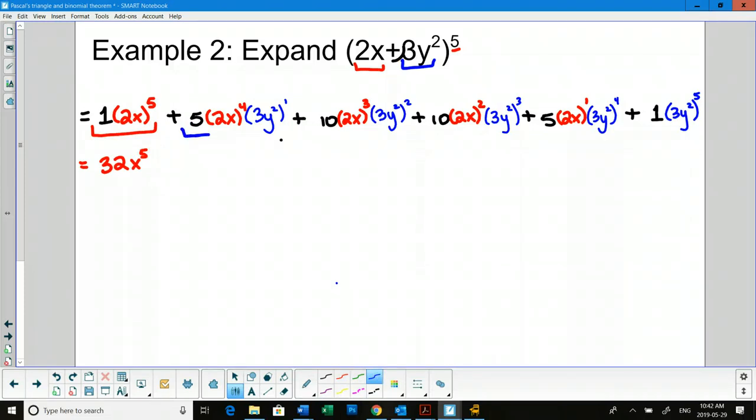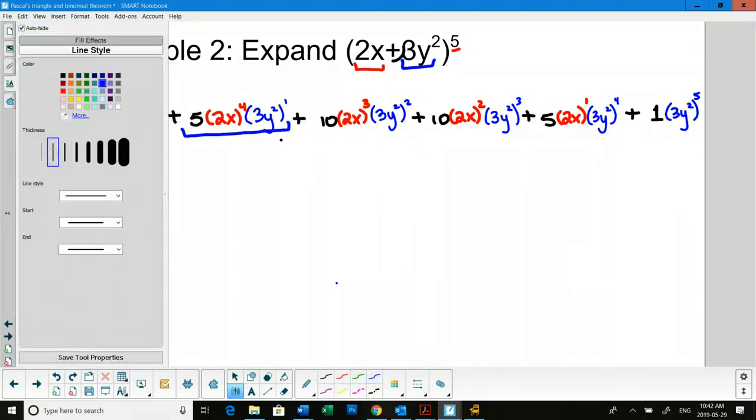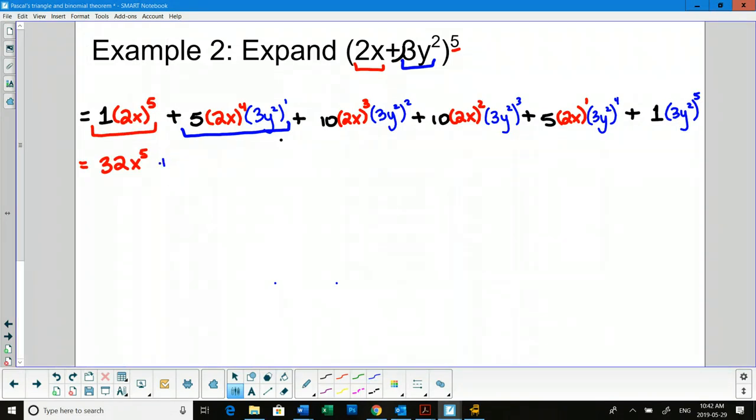Okay, next term, we might have to do a couple simplifications here, which is okay. Next term, I'm going to let the 5 hang out here for a couple seconds. I want to do 2 to the 4 and x to the 4. So 2 to the 4 is 16, and the x will just have that exponent of 4. 3y squared to the exponent 1 just gives me back itself, so it'll be 3y squared.